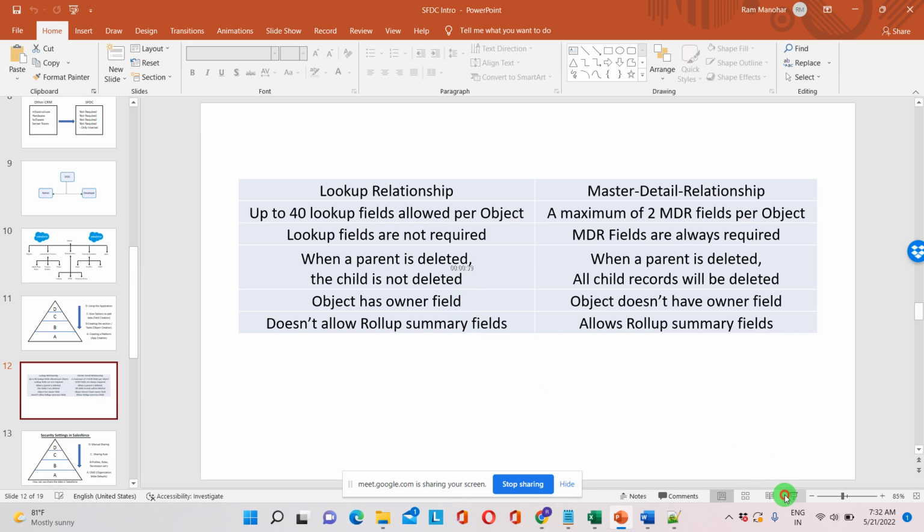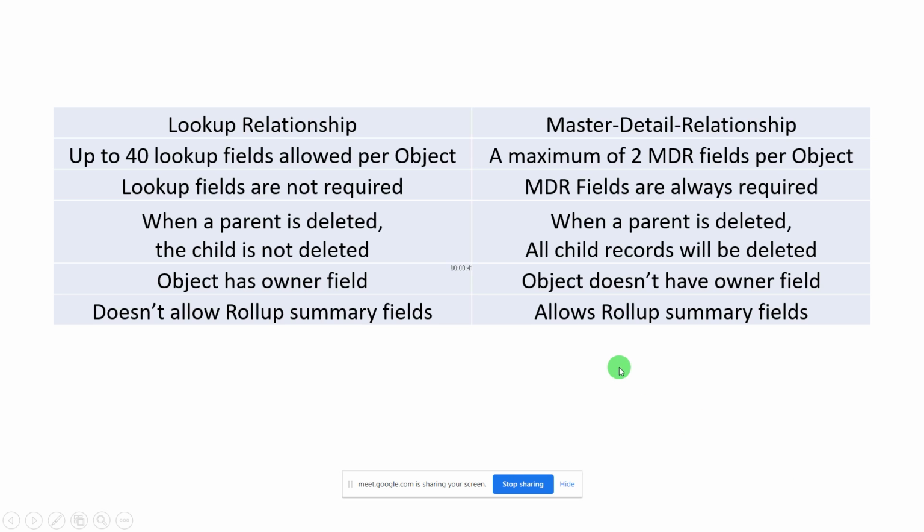So, just have a look at this: the difference between lookup and master detail. Why do we have different types of relationships? Now we can understand. Coming to lookup, we can create 40 lookup fields allowed per object, not for the entire application. Per object, we can create 40 lookups, and we know it's not as strong as master detail relationship. Coming to MDR, we can create only two MDR per object.